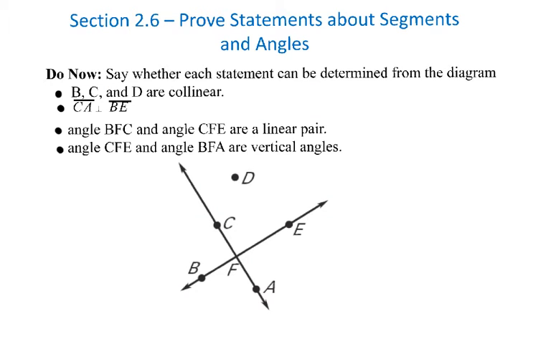Okay, I think this is it. So in this, we're going to start out by saying whether each statement can be determined from the diagram or cannot be determined from the diagram that I have below. It says B, C, D are collinear. If we look at this diagram, we see that B, C, and D do not have a line going through them, so they cannot be assumed collinear. So no.